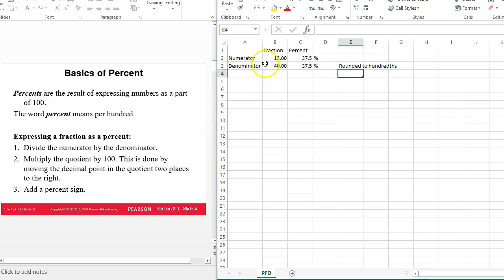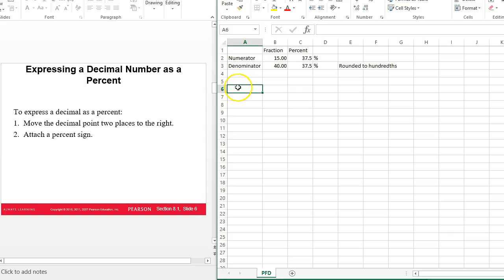Okay, so there's a fraction to percent. I can do something we did a little later, and I think that was decimal to percent. So now I might write decimal, and maybe I have like 0.05. Alright, now how do you change a percent, or sorry, a decimal to a percent?